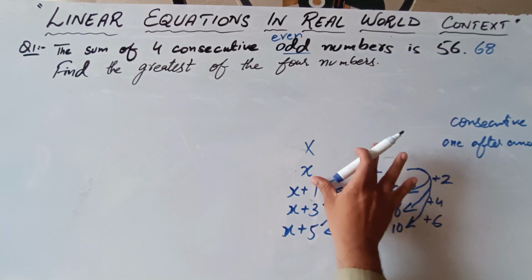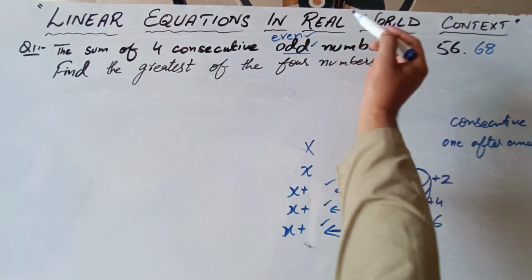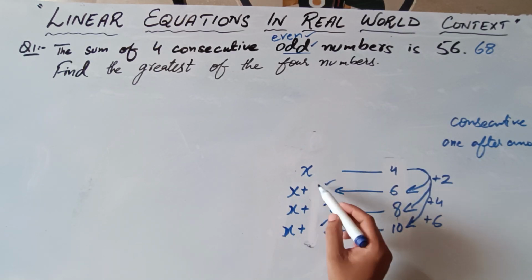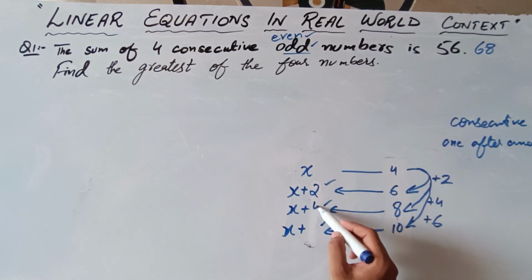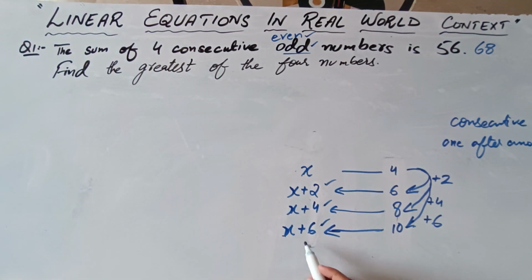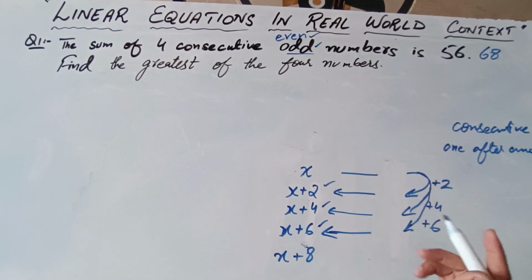So we don't have to do this, whether it is the case of even numbers or odd numbers. Consider the first even number as x, then x plus 2, x plus 4, x plus 6. If it would be 5 consecutive even numbers, then we would add x plus 8, and it could be any of the even numbers. It would work for every single even number.